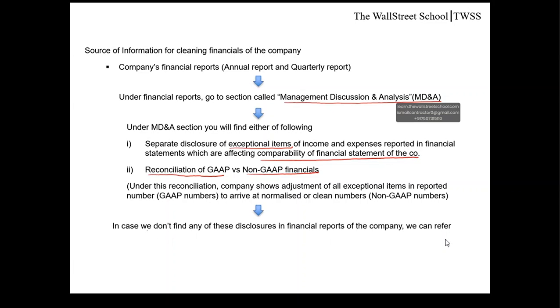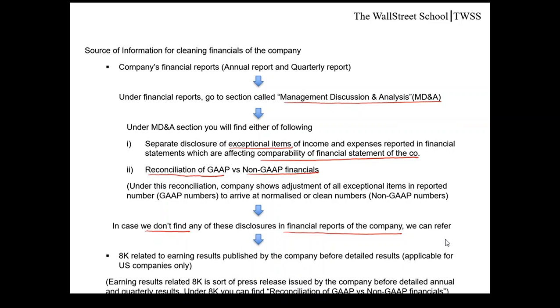Friends, in case we don't find any of the above disclosure in the financial reports of the company, then we can refer to the 8K related to earning results published by the company before detailed financial reports. So this is a press release issued by the company related to its earnings, and sometimes the company makes a disclosure of reconciliation of GAAP versus non-GAAP financials in this 8K.